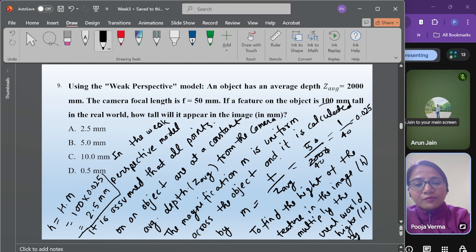So if the feature on the object is 100 millimeter tall in the real world, it will appear 2.5 millimeter tall in the image. So option A is the correct answer for this question.